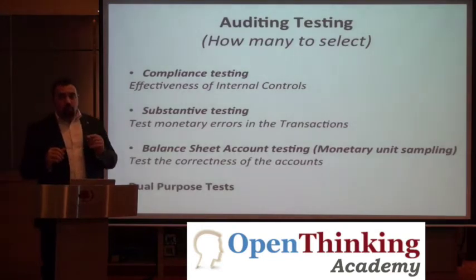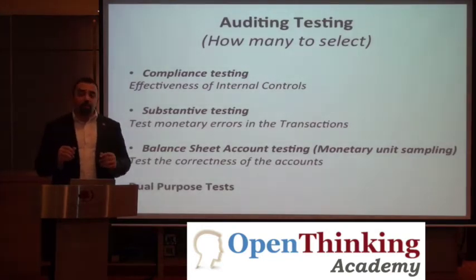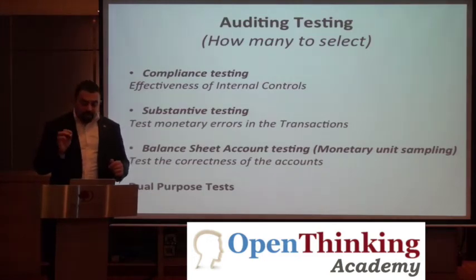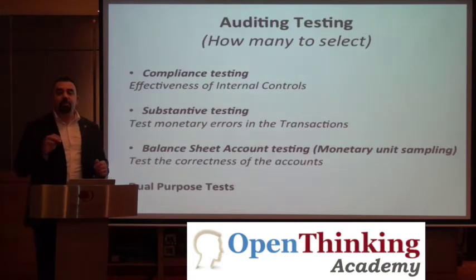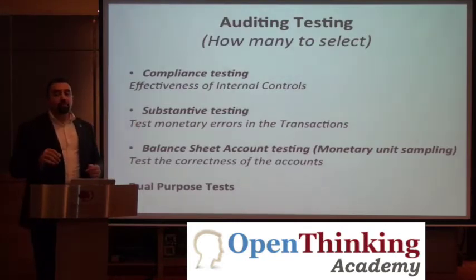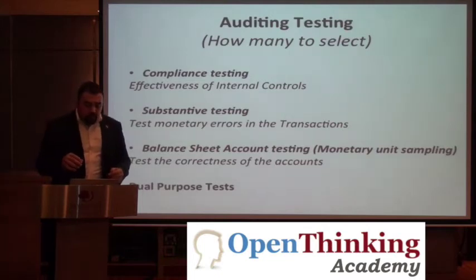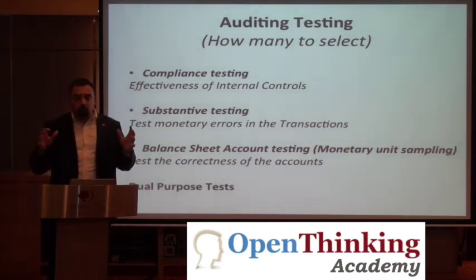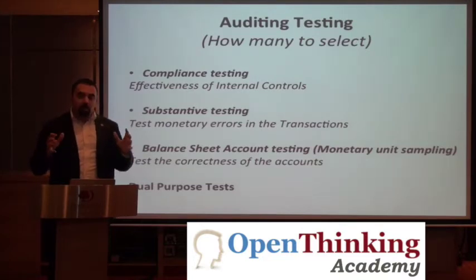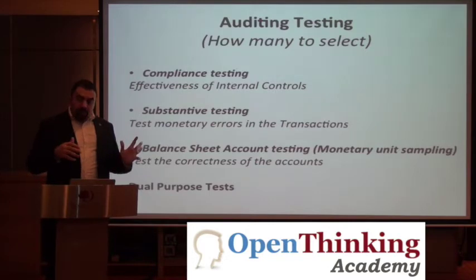Now let's discuss audit testing. Inside your audit, you are going to be testing different things. The first thing you are going to be doing is compliance testing to test the effectiveness of the internal controls. The second thing, you will be doing substantive testing to test actual errors in the transactions. And sometimes you will be doing something called balance sheet testing. Sometimes you are doing financial testing to ensure that the information we have on the balance sheets is correct. And sometimes we do different testing together. So let's start with the first one.